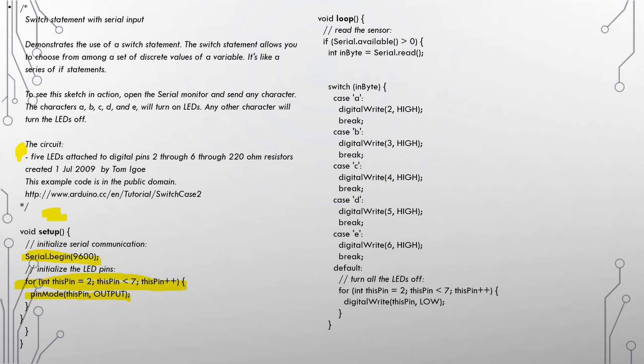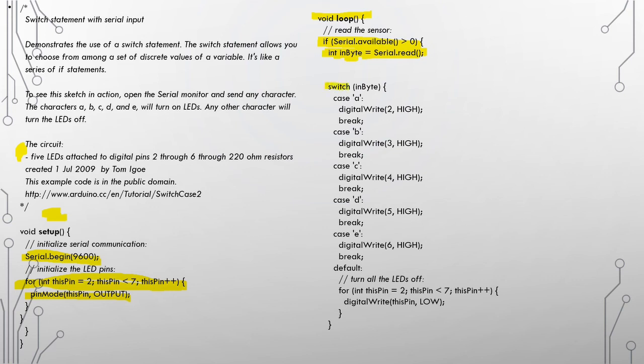Now we're going to go into our loop. And so we're going to prompt for an input with our line here. If serial available is greater than 0, right? So it's waiting for an input of some sort. And whatever is input is going to be an integer. We're going to call it in byte. And then we are going to read it in, right? So whatever comes in, we're just calling it in byte. That's our variable.